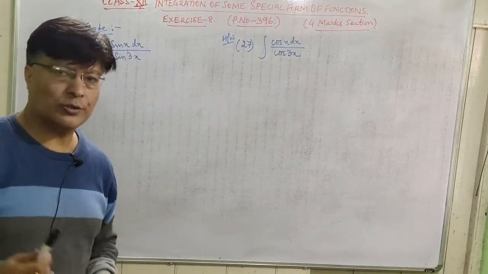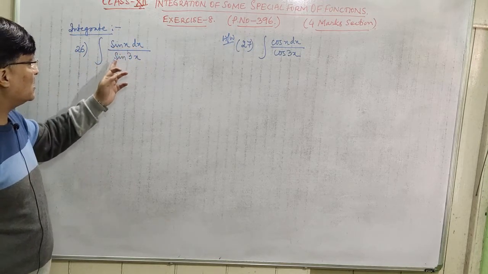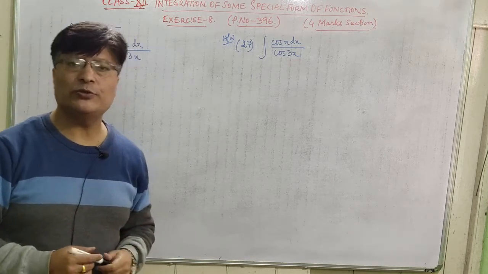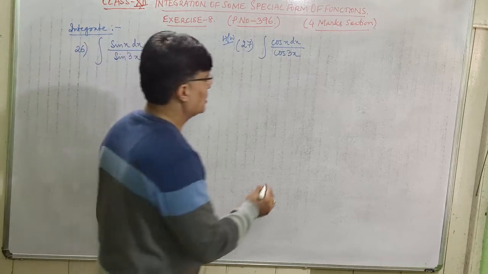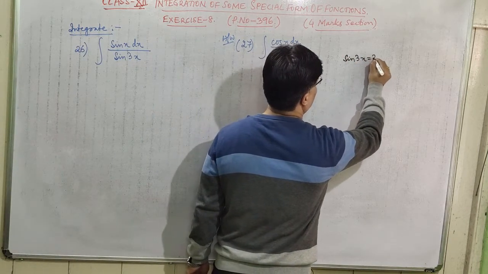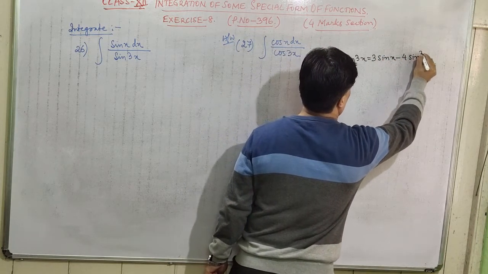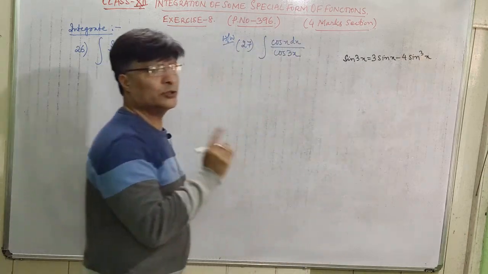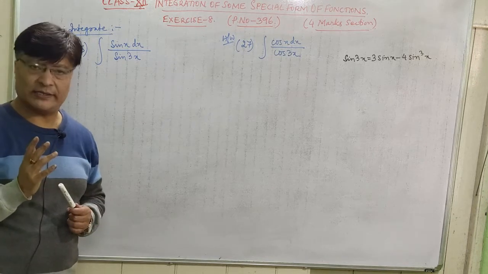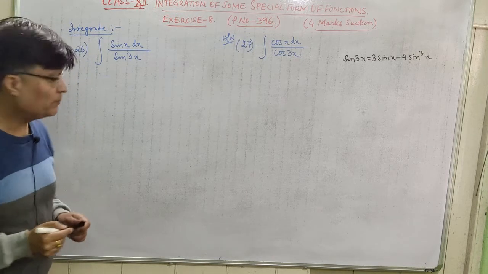So now we'll do question number 26. That is integration of sin x dx divided by sin 3x. So in this case also we should use the formula of sin 3x. So you should know the formula of sin 3x. What is the formula of sin 3x? 3 sin x minus 4 sin cube x. Okay. So we can use the formula for sin 3x as 3 sin x minus 4 sin cube x. And this is the formula from the chapter multiple angles in trigonometry.